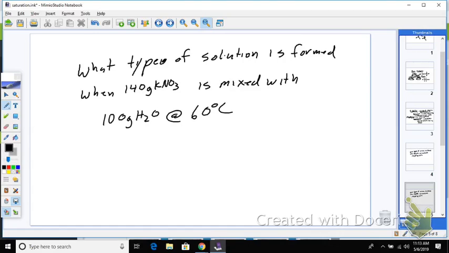This is 2. So for 1, to finish it up: what type of solution is formed when 160 grams of KI is mixed with 100 grams of water at 60 degrees Celsius? And number 2 is asking: what type of solution is formed when 140 grams of KNO3 is mixed with 100 grams of water at 60 degrees Celsius? So that's question number 2.